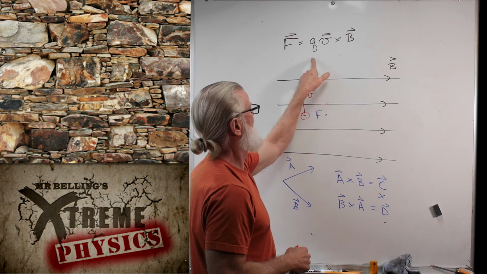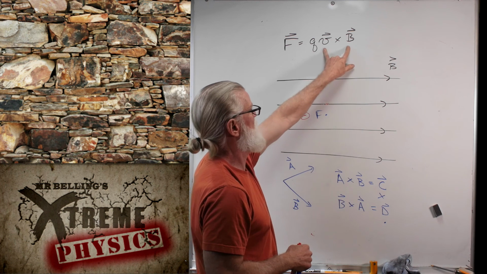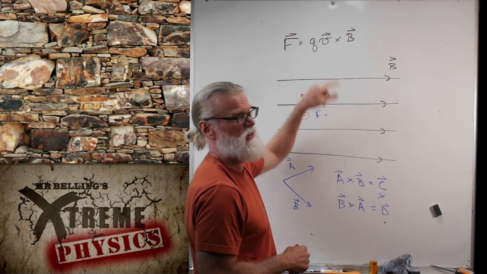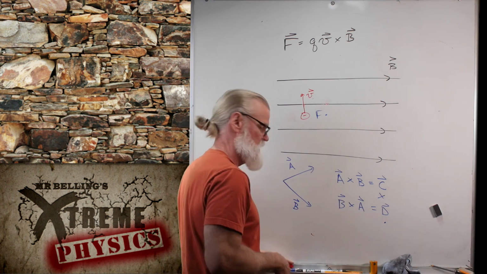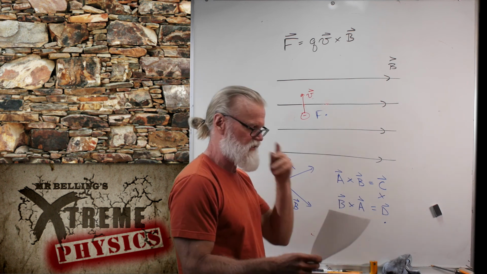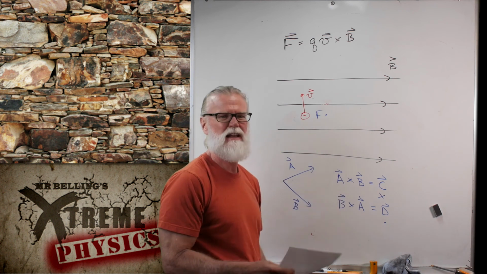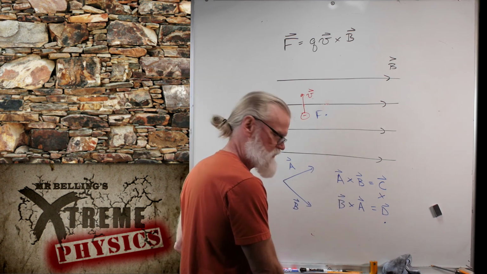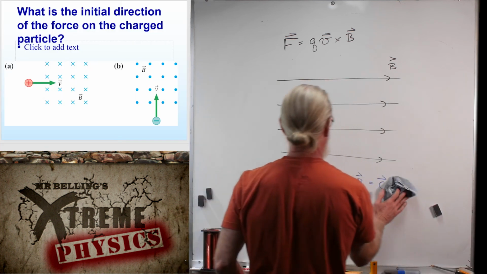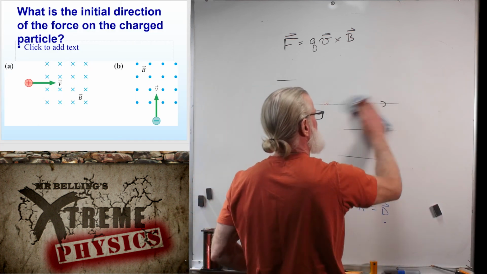So there. Go V cross B to figure out the direction if it's a positively charged object. If it's negative, flip the direction. All right. So that is the force on a charged particle in a magnetic field. So let's try a couple problems. In your notes they had a problem that looked like this.